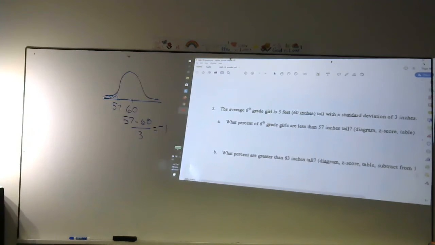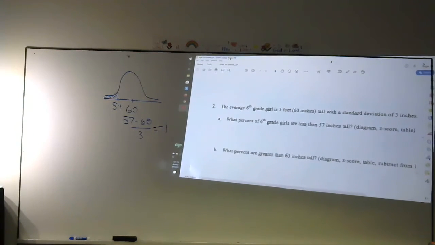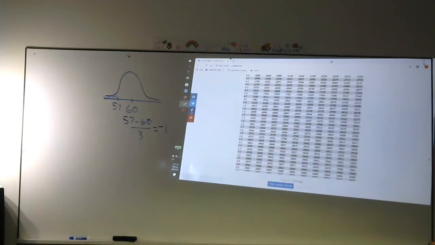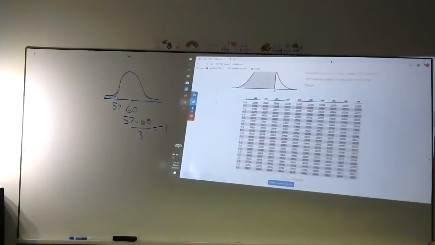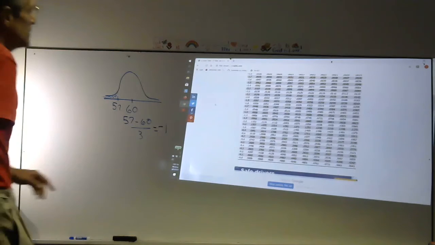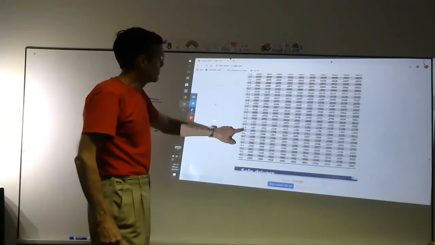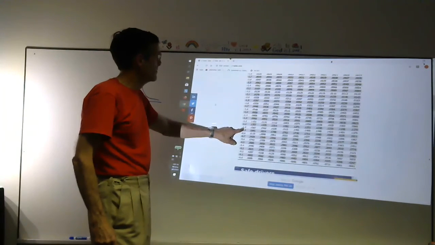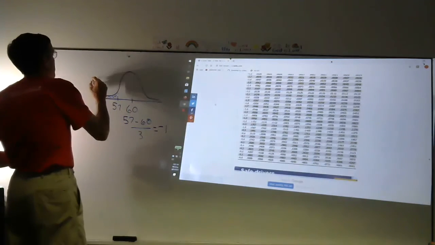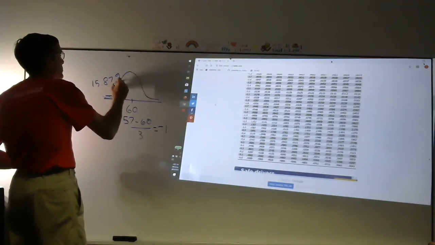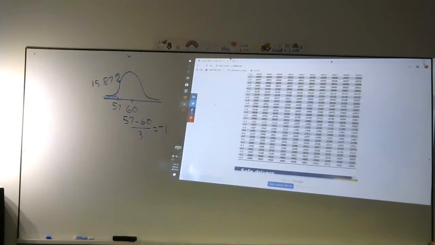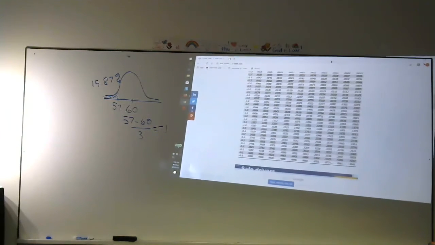All right, so let's go back to our table. See if I can do it without wrecking the table this time. Okay, so we want -1. So I'm going to have to go back up to this chart where there's negatives, and I want -1.0 is right here. Exactly, -1.0 is 0.1587 or 15.87%. Not very many. Not very many girls are less than 57 inches. Okay?